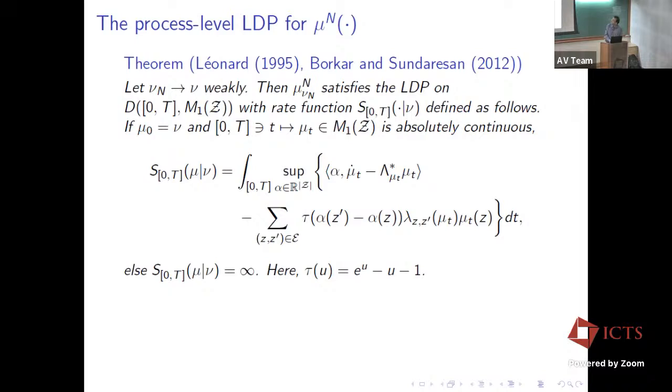So mu naught is equal to mu. Any other mu naught will essentially lead to an infinite value for the rate function. So the only ones which will have finite value for the rate function are those that start at mu. And then you take any path, mu, that starts with the initial condition nu. That must be absolutely continuous for it to have a finite rate function. And you can also write down the rate function in this particular fashion. It's a variational characterization for this. And if these conditions don't hold, then that particular path will have infinite rate function. So this is a variational characterization for the S, which is the rate function for finite horizon.